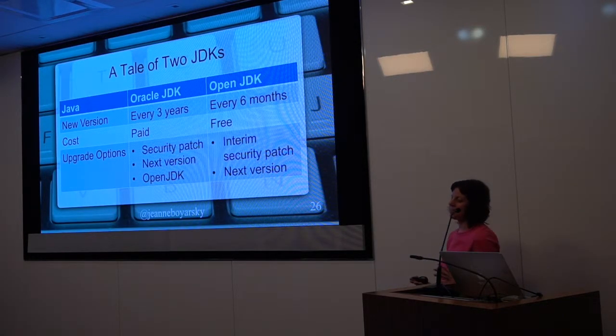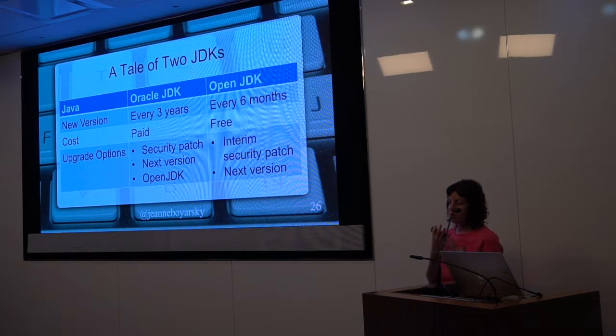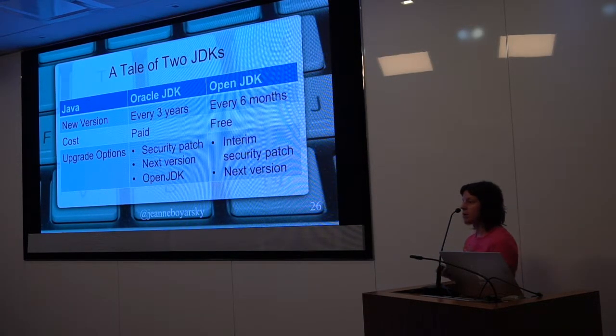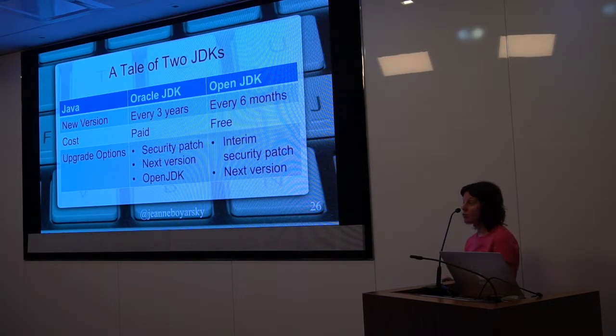There's 2 JDKs out there. There's the Oracle JDK, which is the one you pay for, and there's OpenJDK, which is the one you don't pay for. The Oracle JDK will only be available every 3 years for a version, and frequently thereafter for security patches. Oracle currently, and for a long time, has issued quarterly security patches, and on extremely, extremely rare occasions, interim ones. They plan to continue with that.